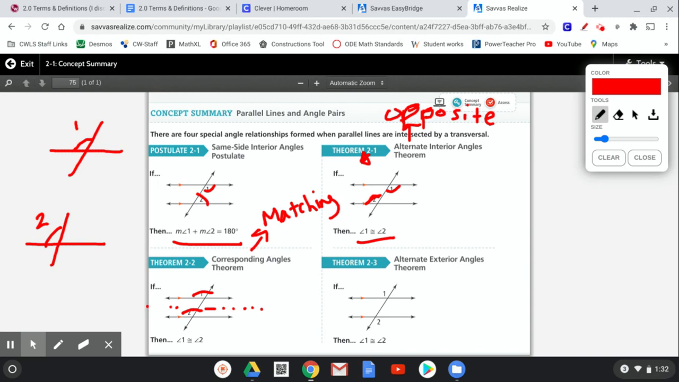The last one is alternate exterior, okay? Exterior means on the outside of the hallway. So the person's on the inside of the hallway. These angles are on the outside. So exterior means outside. Alternate, like we said, means opposite. So angle 1 and angle 2 are on either side of the transversal, and they're on the outside, and they are also congruent. Angle 1 is congruent to angle 2. All right, guys, close that out.